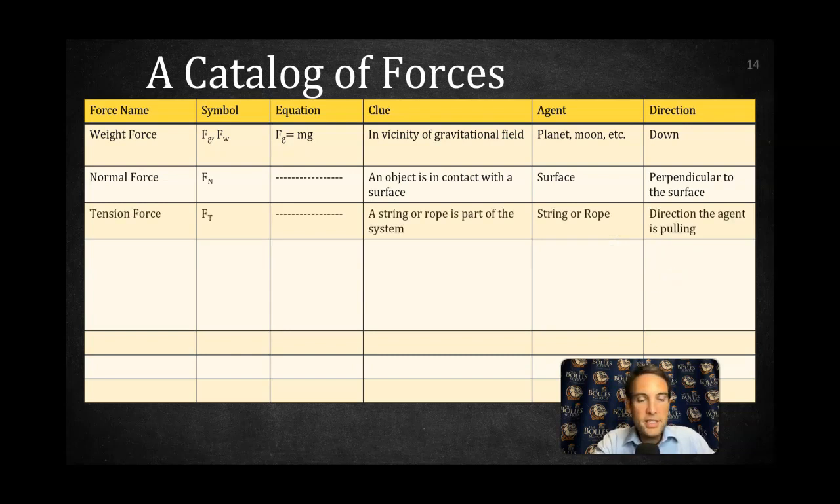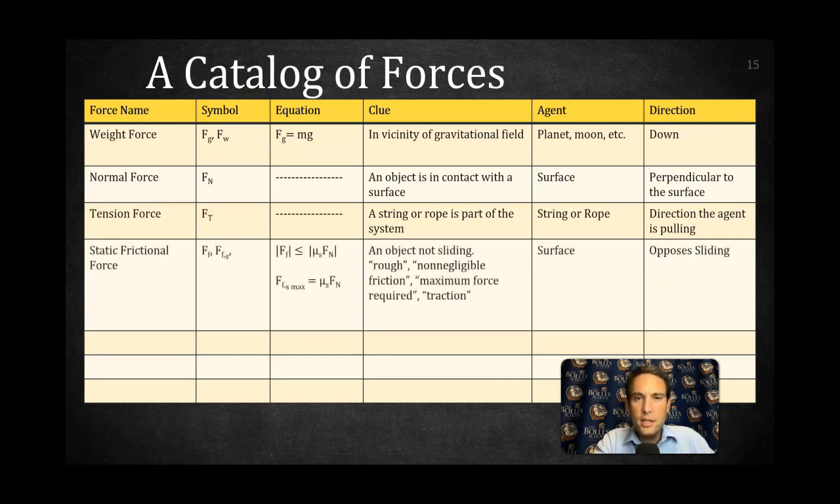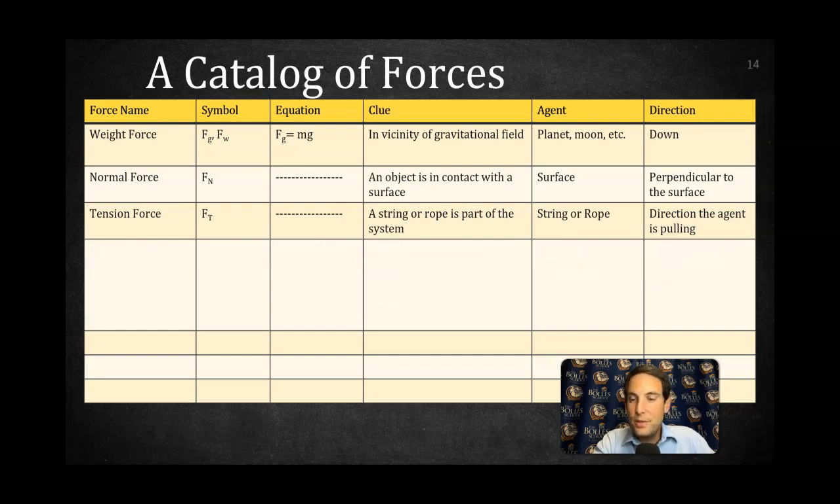Our next force is the tension force, F sub T, where the clue is that a string or a rope is part of the system, and the agent will be that string or rope. The direction is going to be the direction the agent is pulling, because you can't push with a string or a rope. So you have to imagine a string is always pulling.